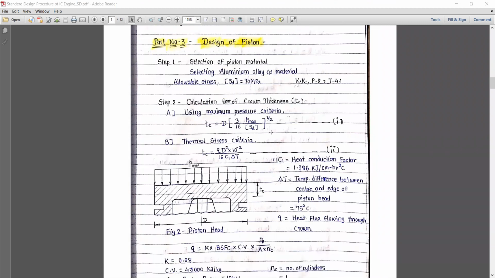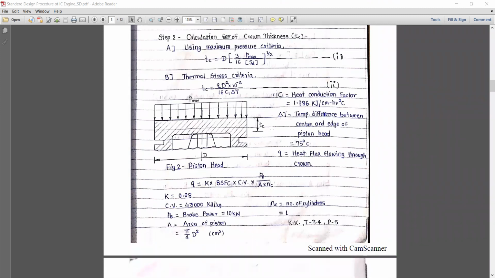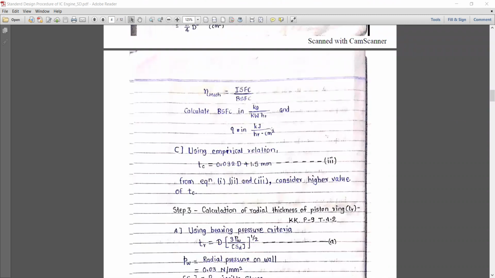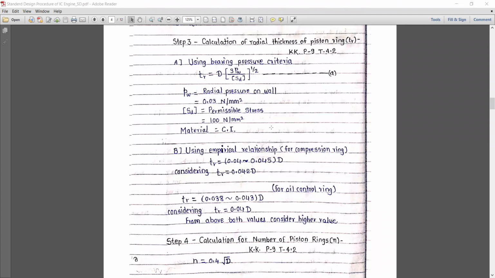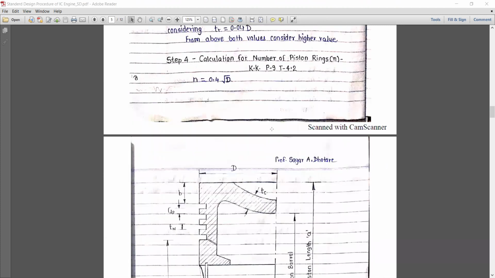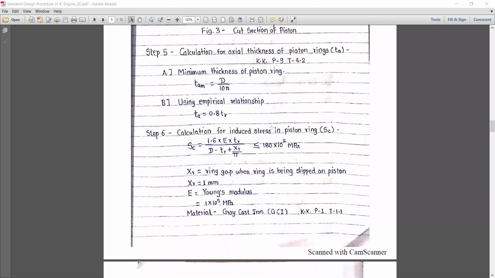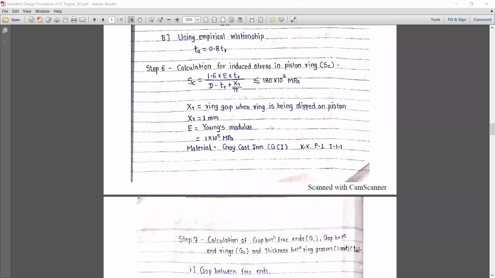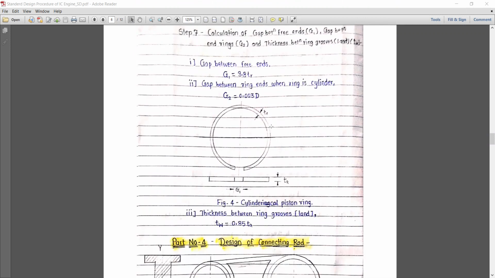Then design of the piston, where we first need to choose the material. Then crown thickness based on the maximum pressure and thermal condition. Then empirical relation. Then we need to calculate the radial thickness of the piston ring by using the pressure criteria and empirical relation. Then calculating the number of piston rings. Then calculating the axial thickness of the piston rings based on the thickness of the piston ring and empirical relation. Then we calculate the induced stress in the piston ring. Then the gap between the ends of the rings.